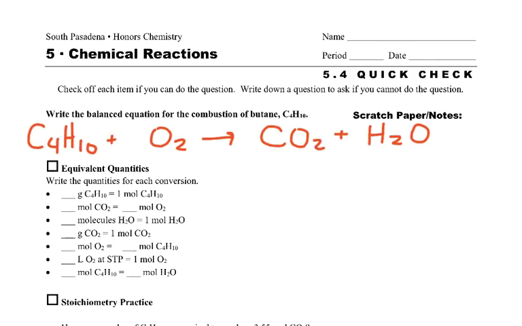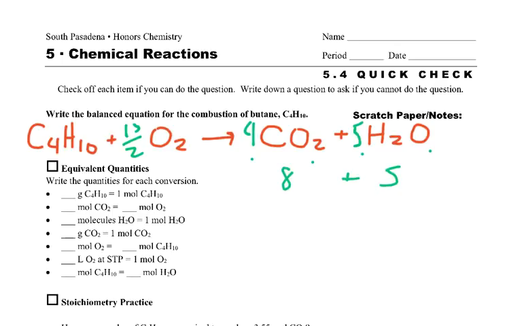So since I have 4 carbons, I would start by saying I'm going to have 4 CO2s, 10 hydrogens, I'd say 5 H2Os. And if I count up, I have 4 times 2, I have 8 oxygens, 5 times 1, 5 oxygens. So I'm going to have 13 oxygens. And that means on my other side, I'm going to use 13 over 2 O2s.